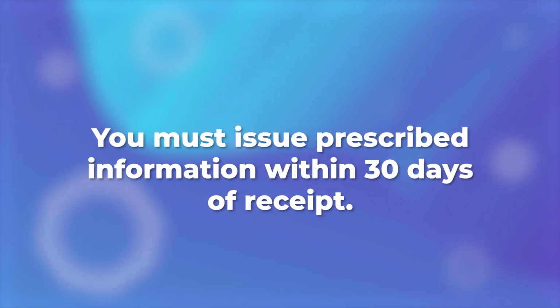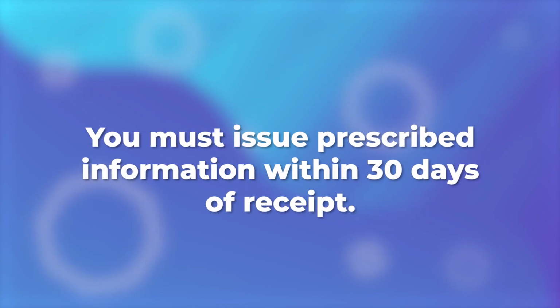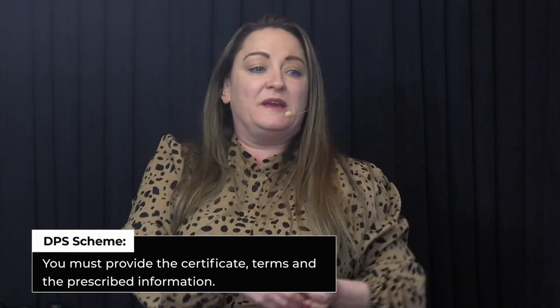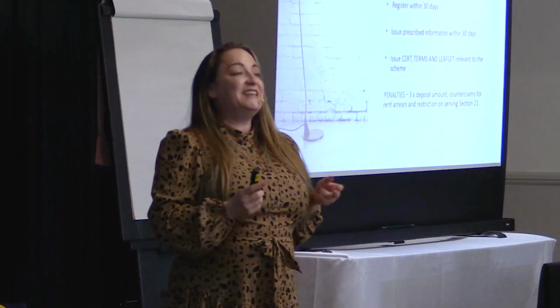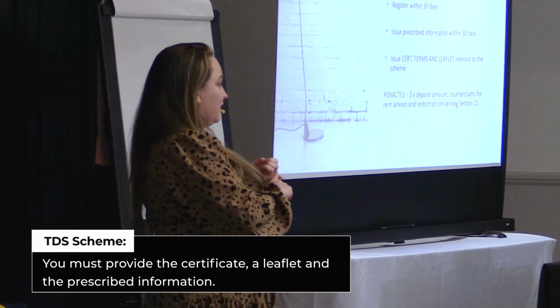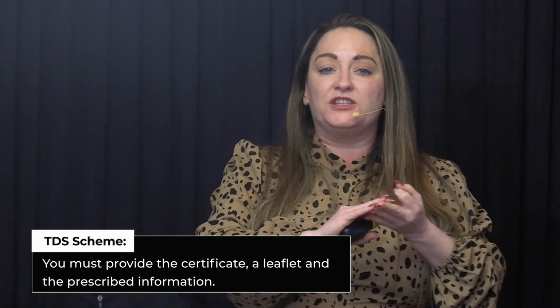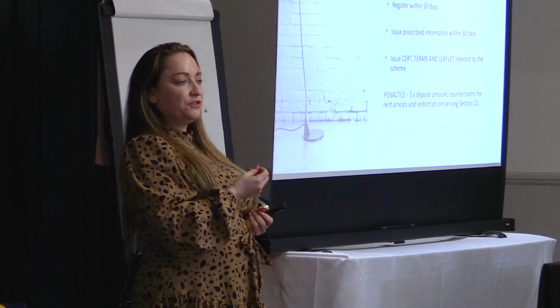You also have to issue prescribed information within 30 days of receipt. So the key words here are 30 days of receipt. And then this is where it gets complex. Each scheme has a different variety of things that you need to give. So the DPS, I think now, is a certificate, the terms, and the prescribed information. TDS is a certificate, a leaflet, and the prescribed information. So you can see each scheme has different documentation that needs to be issued to the tenant. And you need to be able to prove that you have issued those documents within the time.